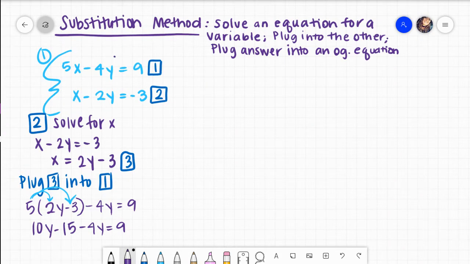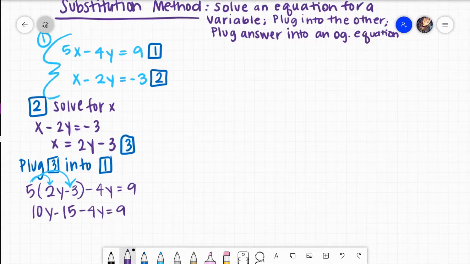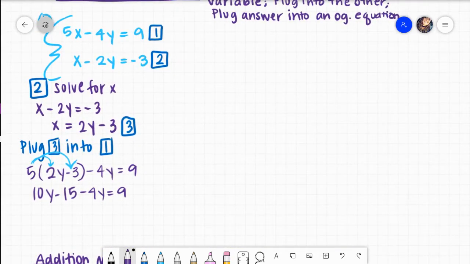So my goal is now, if you notice, the only variable I have here is y. So in equation 1, I had 2 variables, right? Whenever I came up with and solved for equation 3, I solved it for x. When I plug that into 1, what happens is now all I have is y's. I can just solve this like a normal equation, right?